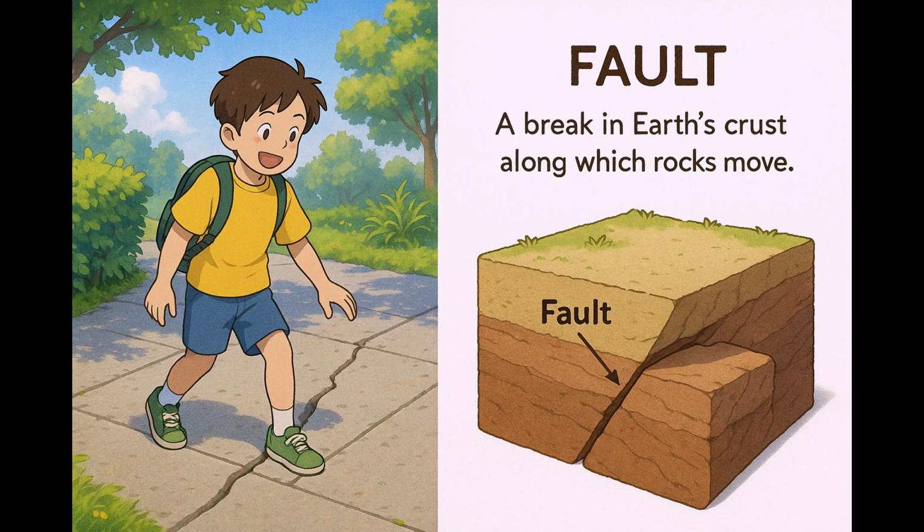Just like this crack disrupts the smooth path you intended to walk on, a fault is a break in Earth's crust where sections of rock have moved relative to each other. In both cases, the crack represents a division where shifts have occurred. On the sidewalk, it's the concrete slabs moving apart, while in Earth's crust, it's the movement of rocks along the fault line.